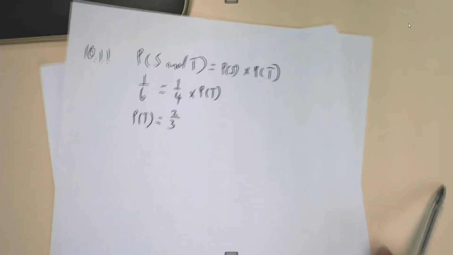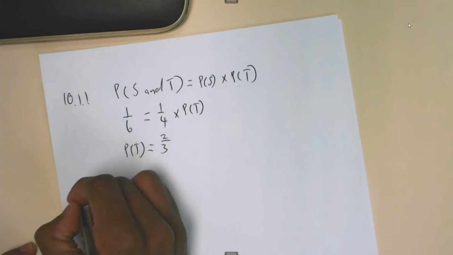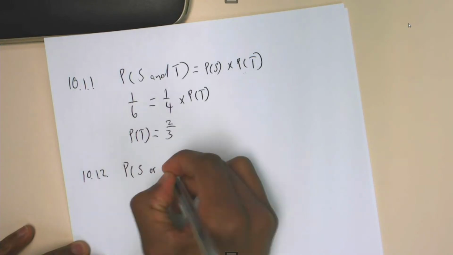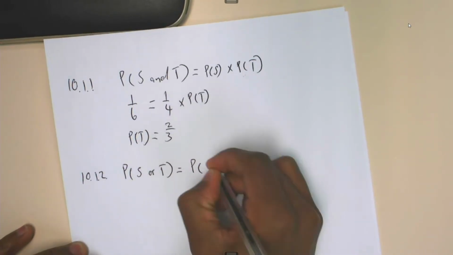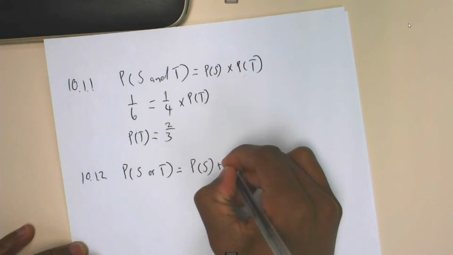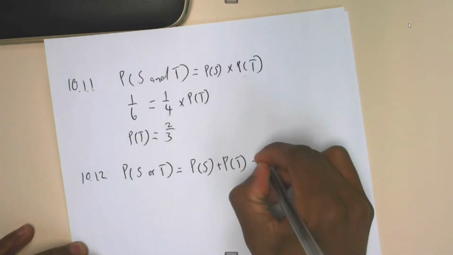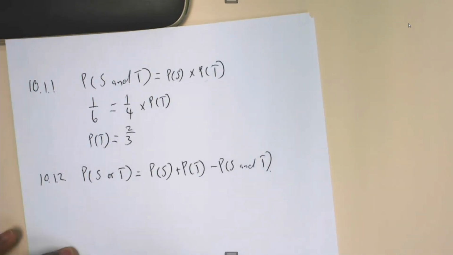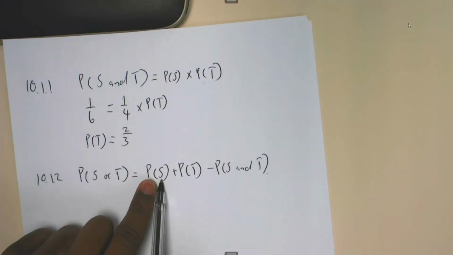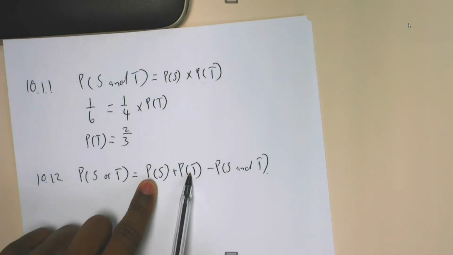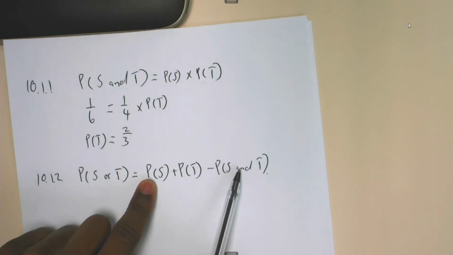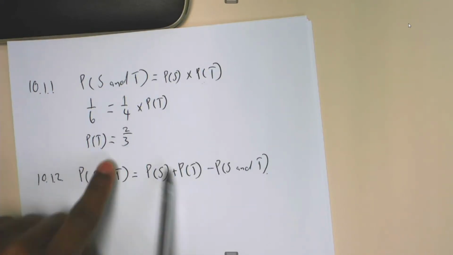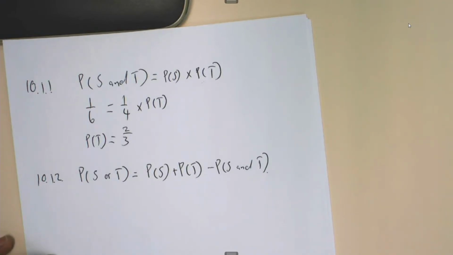So the equation reads as such: the probability of S or T is equal to the probability of S plus the probability of T minus the probability of S and T. And now that we know the probability of S, we also know the probability of T, and we also know the probability of S and T because we found it in 10.1.1. Remember that events were independent.